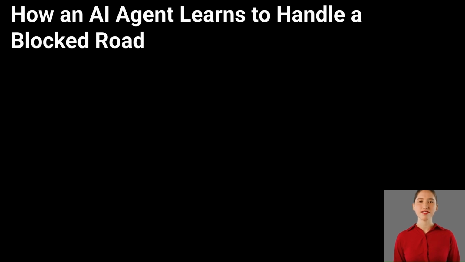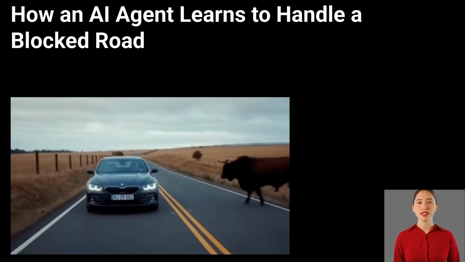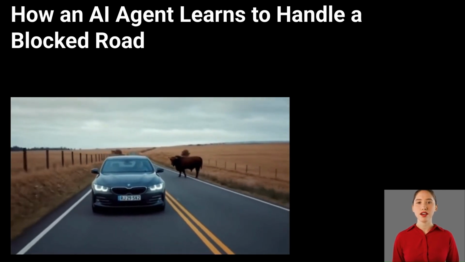Welcome! This video demonstrates the training of an artificial agent. The problem is one of many example problems in the book Reinforcement Learning Explained. As the video indicates, the problem is about driving a car, specifically how to avoid colliding with a bull.